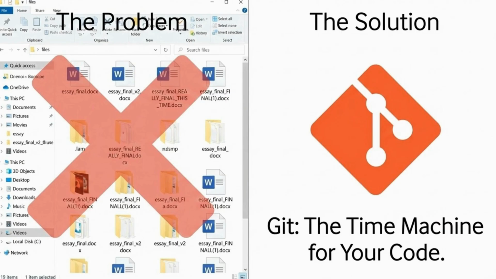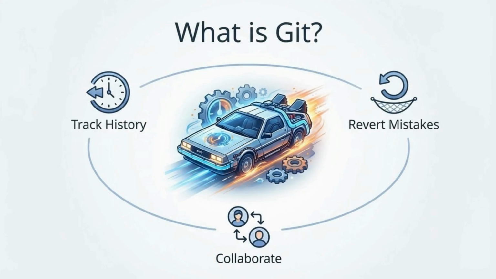This is Git. It is the industry standard for keeping your sanity intact while coding. So, what actually is Git? Technically, it's a distributed version control system, but that sounds boring, right? I want you to think of Git as a time machine for your code.